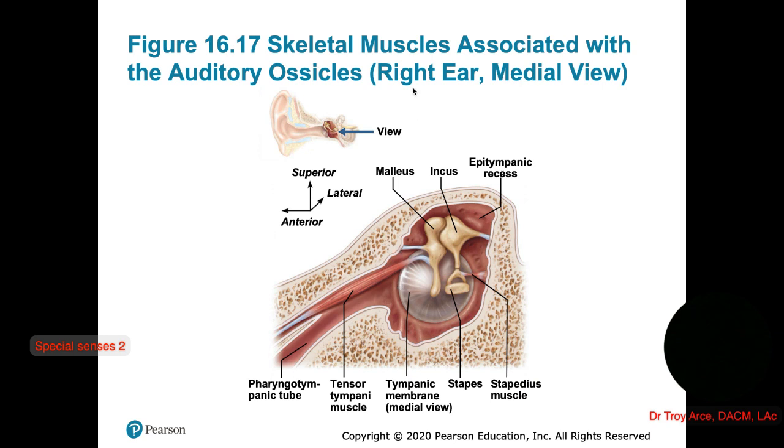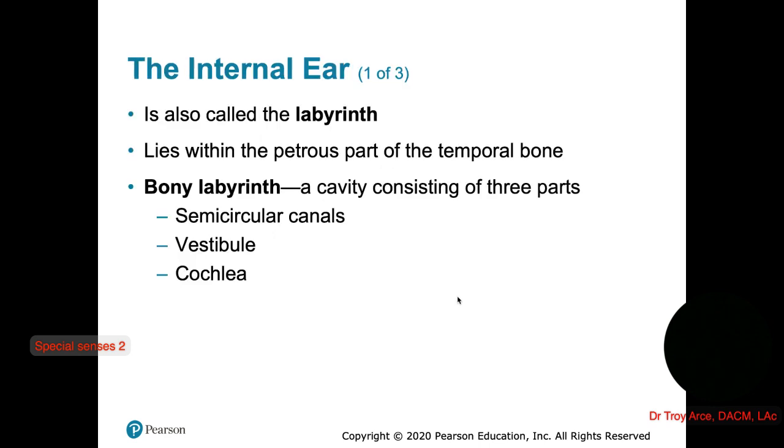And here's another picture. You have your malleus and incus and your stapes all together. And this is actually a different picture. It's a bivalve picture, so you can see it internally. And then your internal ear, also called the labyrinth, which lies within the petrous part of the temporal bone.